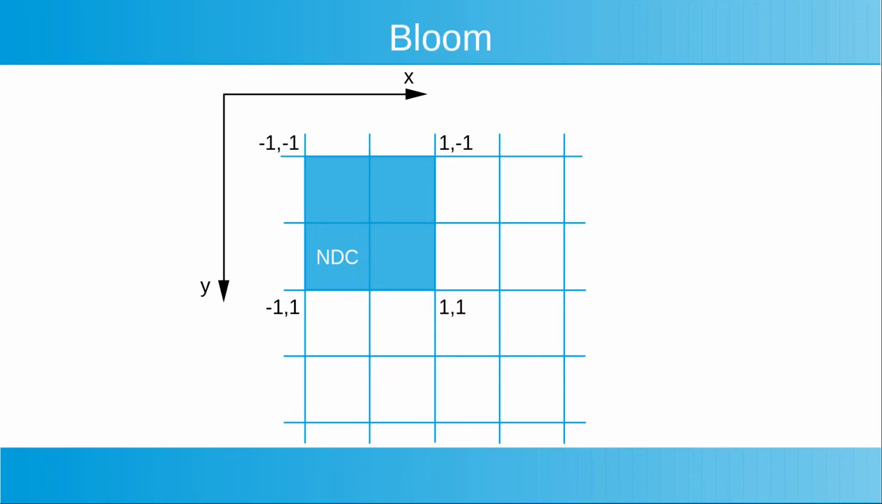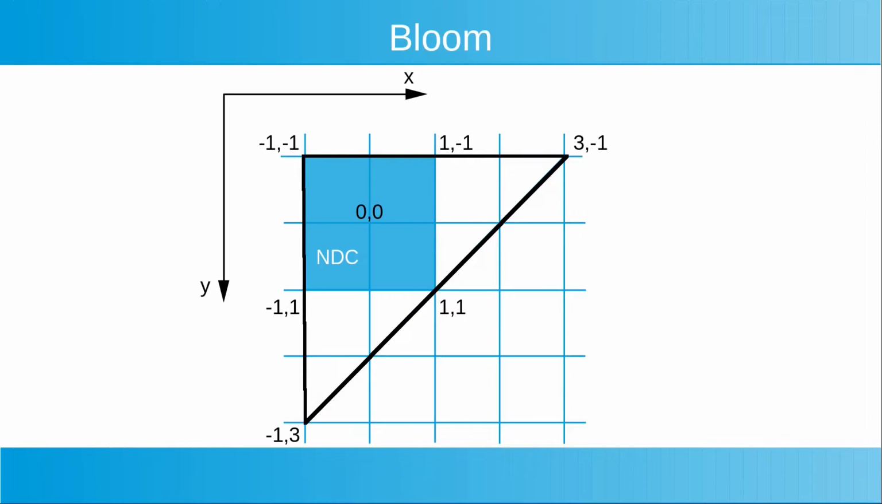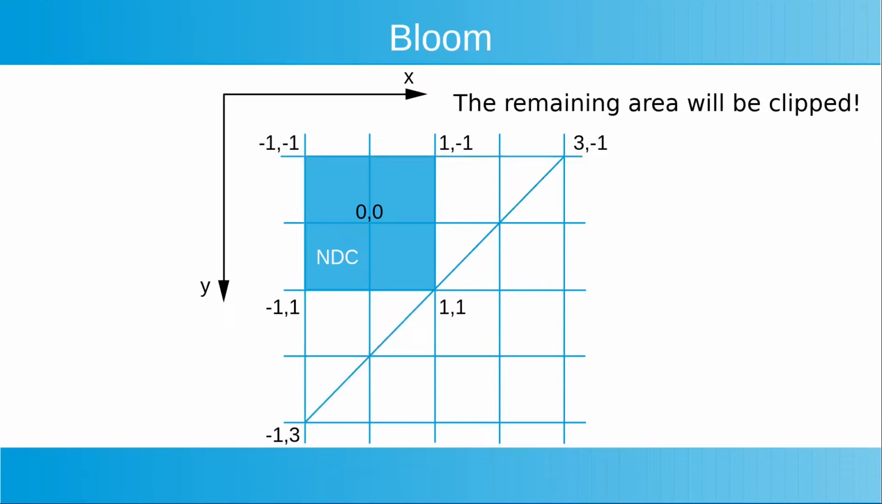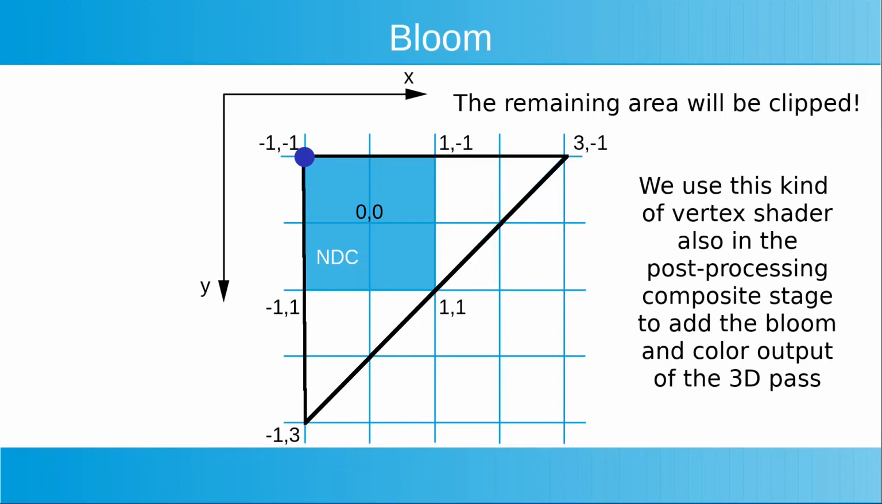Here in this graphic, we have X going to the right and Y going down. The upper left is -1, -1. The bottom right is 1 and 1. And in the center we have 0, 0. If we look at the grid that is shown here, the far right upper corner is X equals 3 and Y equals -1. And the bottom left corner is X equals -1 and Y equals 3. Then we can draw one triangle that spans our entire quad from the upper left to the upper right to the lower left.